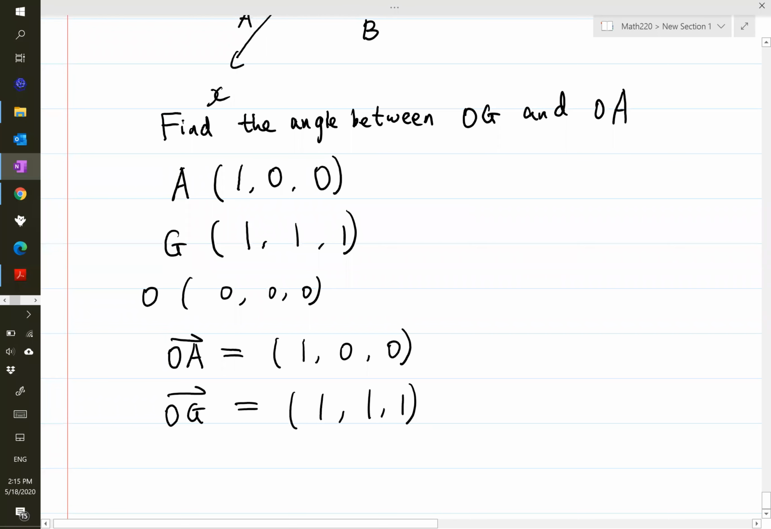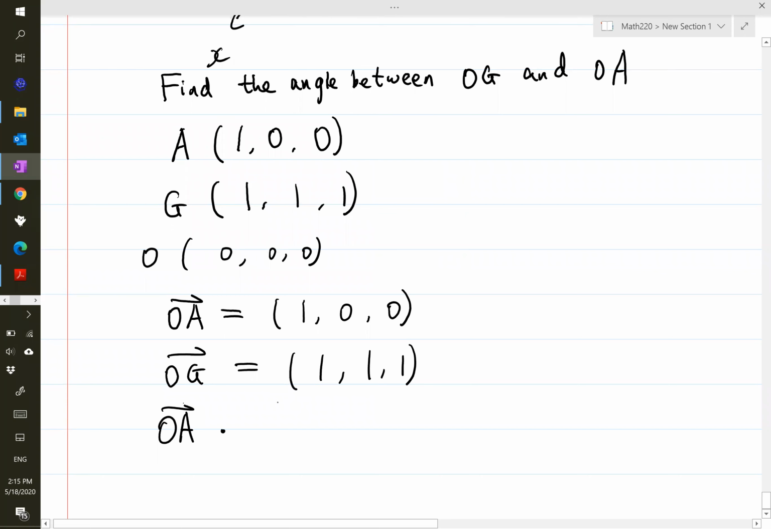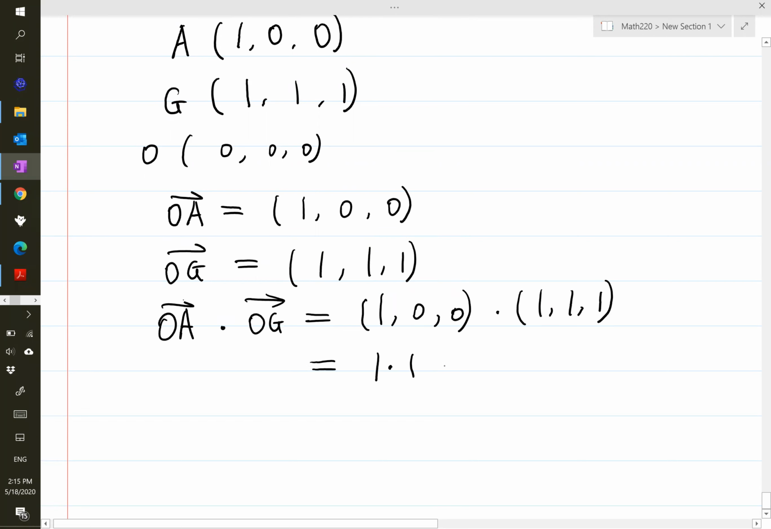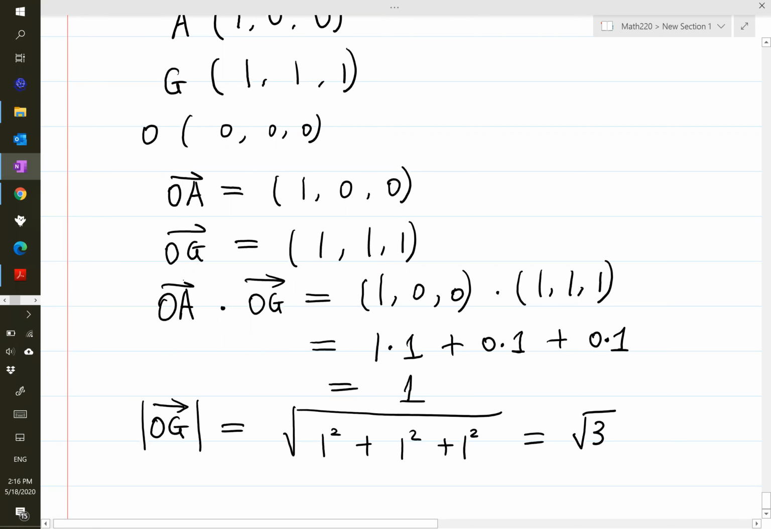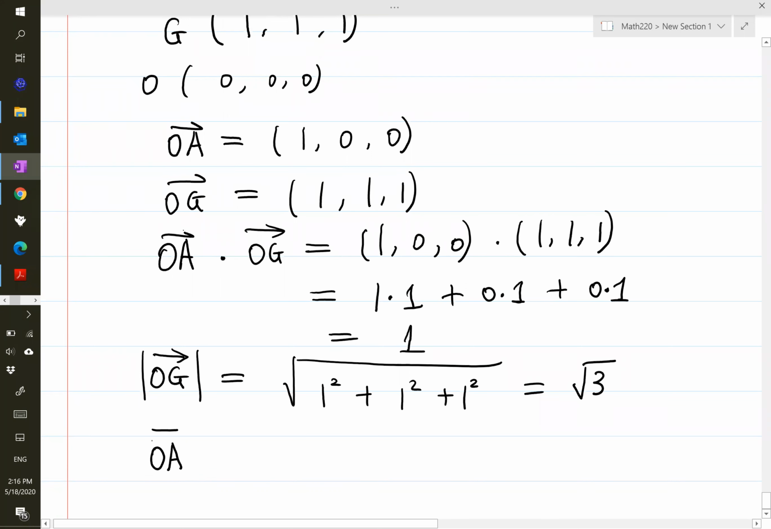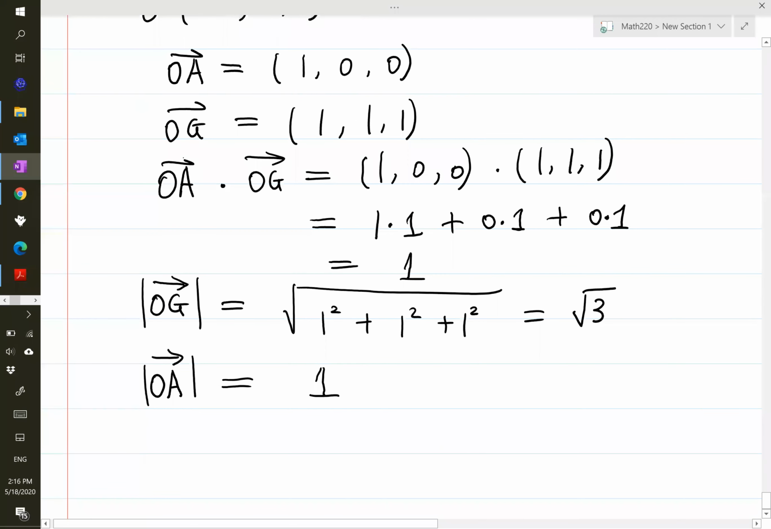Then we can find the dot product OA dot OG. Now it's (1, 0, 0) dot (1, 1, 1). Multiply component-wise and add: 1 times 1 plus 0 times 1 plus 0 times 1, which is 1 plus 0 plus 0. So it's 1. Now we find the norm of vector OG. The norm of OG is the square root of 1 squared plus 1 squared plus 1 squared, by the Pythagorean theorem. We get root 3. Now OA is easy. OA is just 1.